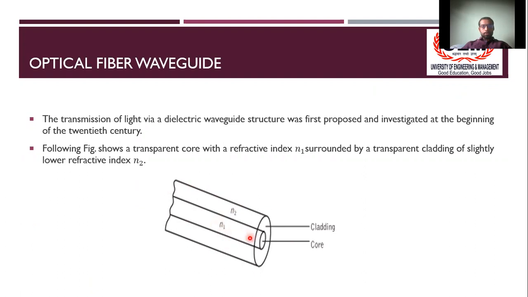refractive indexes. If you see this figure, we have a small-dimension core region which is actually transparent and hollow, surrounded again by a transparent cladding material. Both of them are made of silica glass, and both are transparent glass material. Now, the difference between the core and the cladding is that the core is made of a material which has a refractive index higher than the refractive index of the cladding.